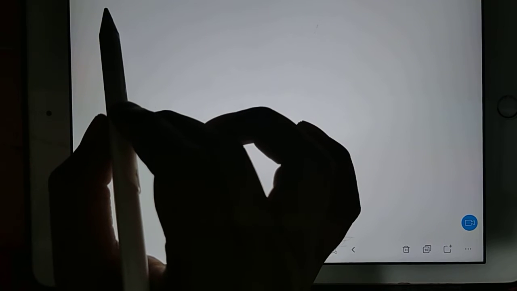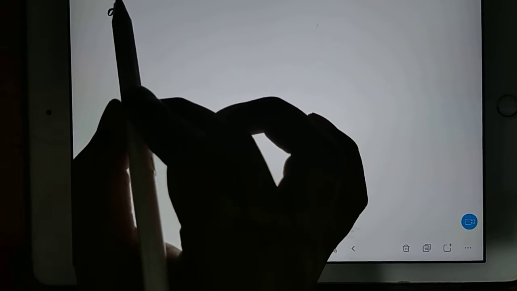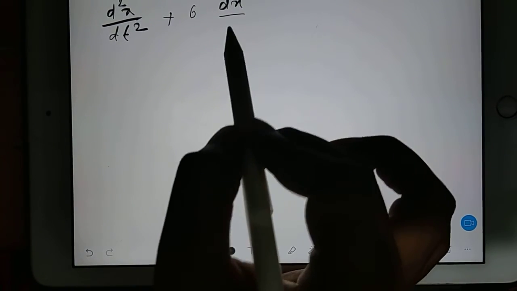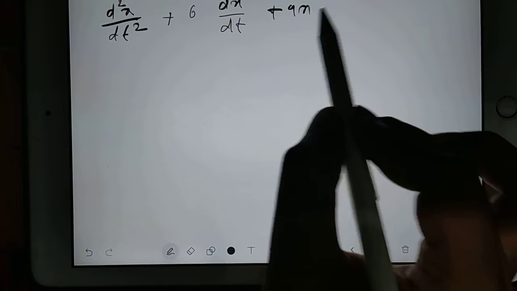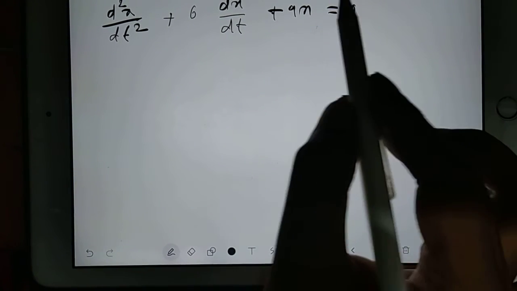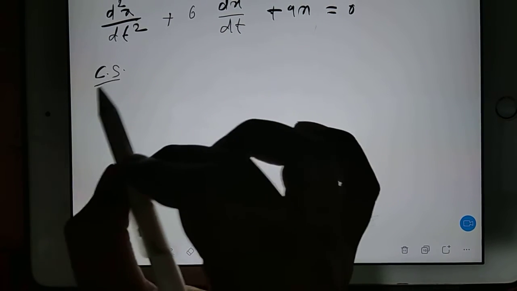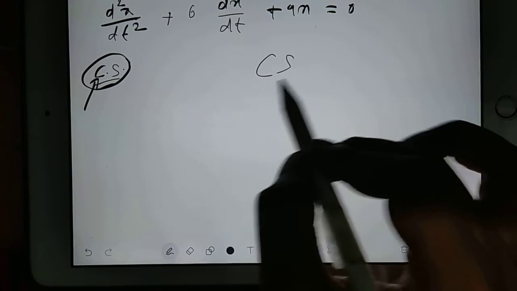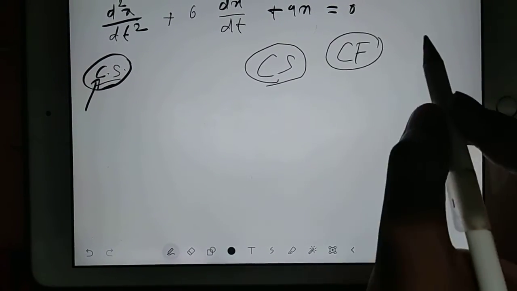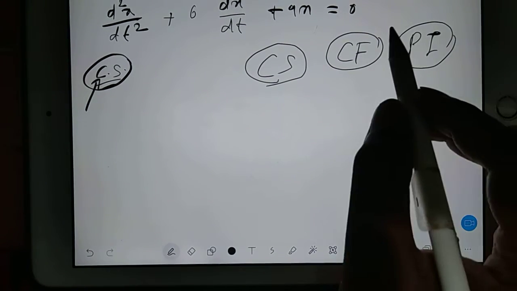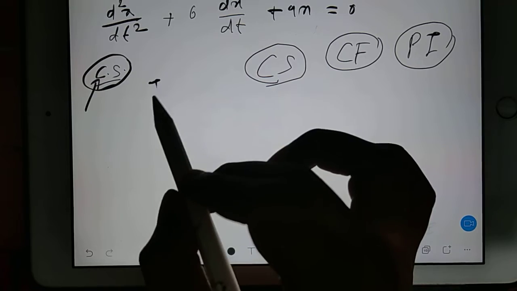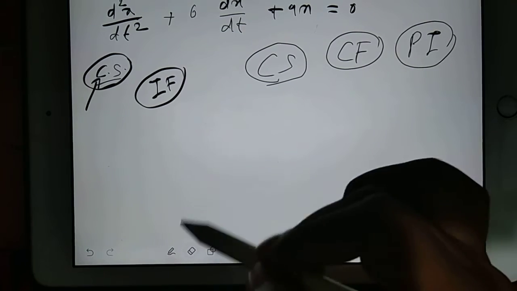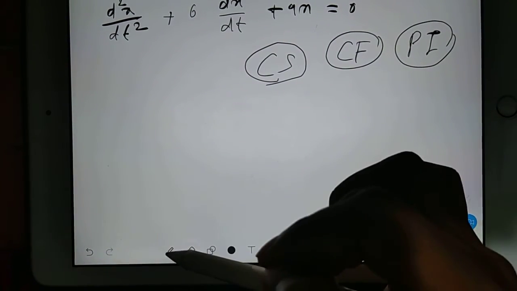Now one more question you try. Suppose it is d2x by dt square plus 6 dx by dt plus 9x is equal to 0. You only find the complete solution. This CS is not complementary solution. It is complete solution. You have three things. CS means complete solution, complementary function, and particular integral. And in the previous topic, I taught you integrating factor. Don't be confused by all these words. Right now, we are not dealing with integrating factor. Integrating factor comes only in Leibniz and Bernoulli format.